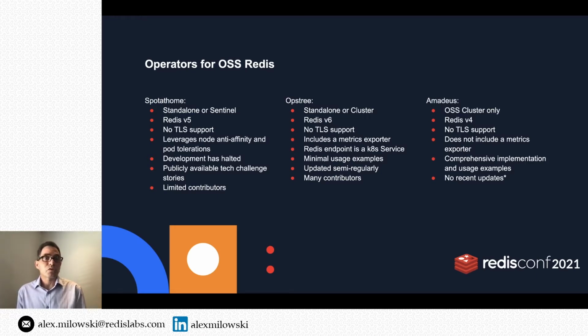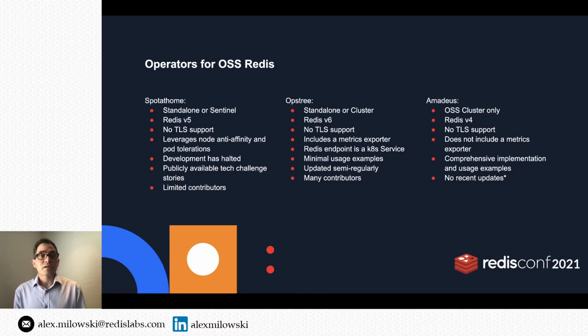Some of them include, like Spotahome, the ability to sort of deal with anti-affinity and pod tolerances, so that it helps you schedule the Redis instances on different clusters in Kubernetes. Some of them deal with exposing the databases as Kubernetes services. There are metrics interfaces for some, and some of them don't have that.